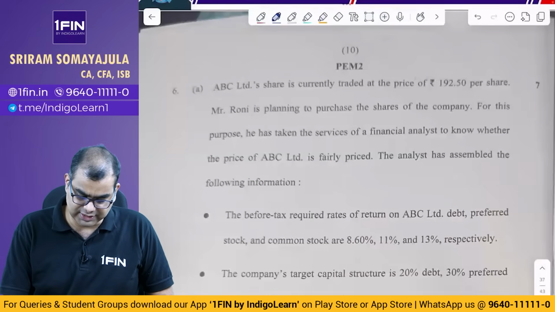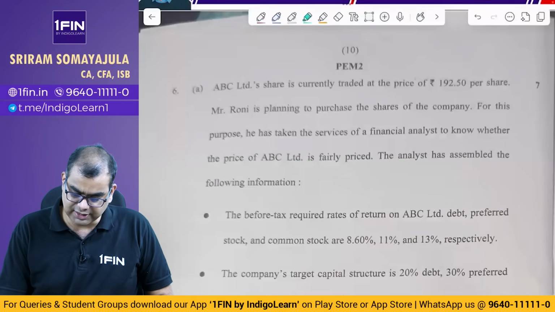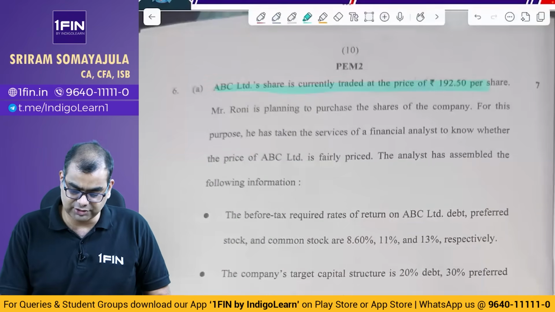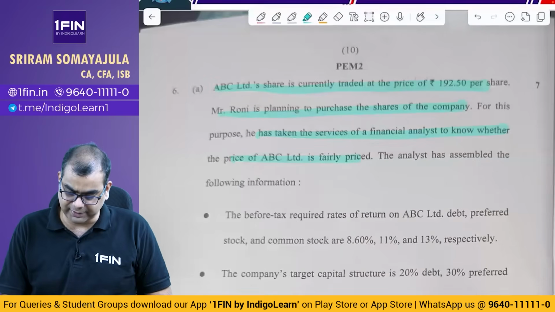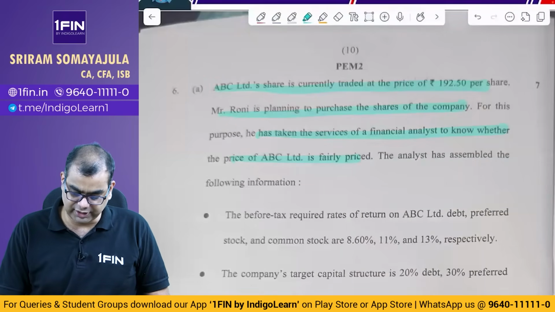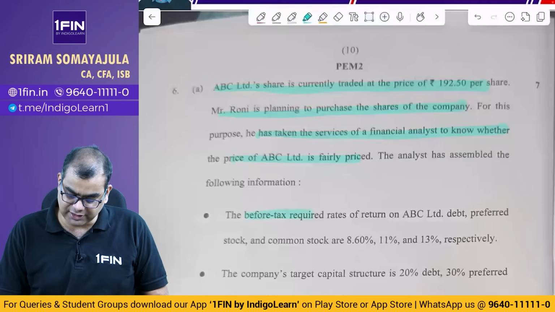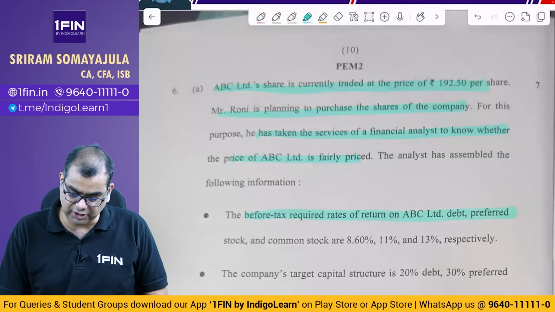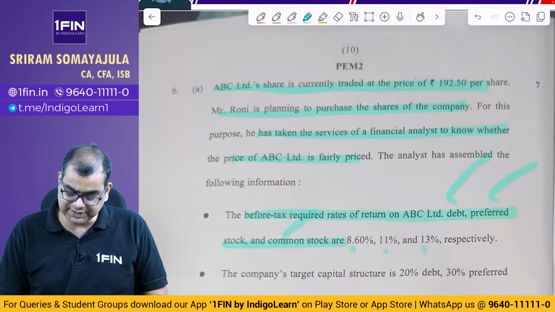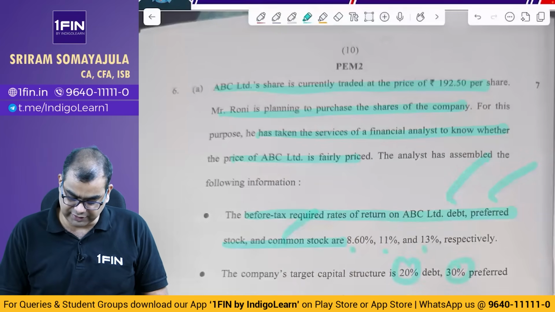Last question, question 6A. What is 6A? This ABC share is currently trading at 192.5. Mr. Roni is planning to purchase the shares. For this, he is taking the services of an analyst to know whether ABC is fairly priced. And the analyst has given the following information. Pre-tax rate of return required on debt, preferred stock, and common stock are 8.6, 11, and 13. Okay. Company's target capital structure is 20, 30, and 50.